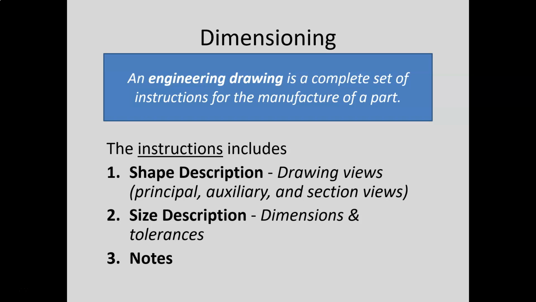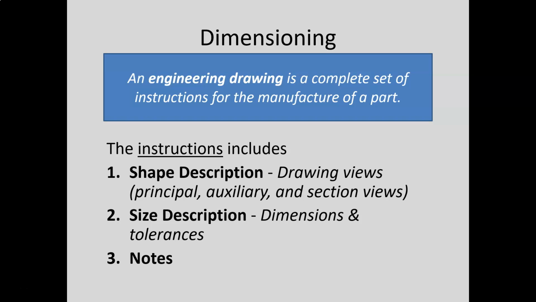The second element of an engineering drawing is the size description. If we just have some geometry on a drawing, we don't know how big it is. We don't know how big the hole is, how long the part is, how thick it is, anything like that. So in order to communicate that clearly to manufacturing, we need to use dimensions and tolerances. That's how we describe the size of the different features on the part and of the part.